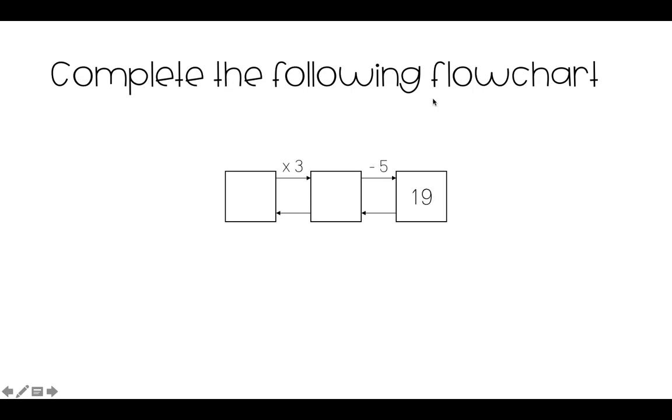Okay, let's complete the following flowchart. So we've actually been given our final answer. We then have to fill in our inverses in order to find out what we would start with. So to get 19 we subtracted 5, so we're actually going to add 5. So 19 plus 5 gives us 24. This is times by 3, so here we're going to divide by 3. And if we go 24 divided by 3, we get 8.